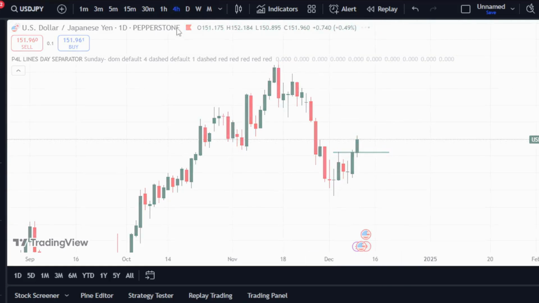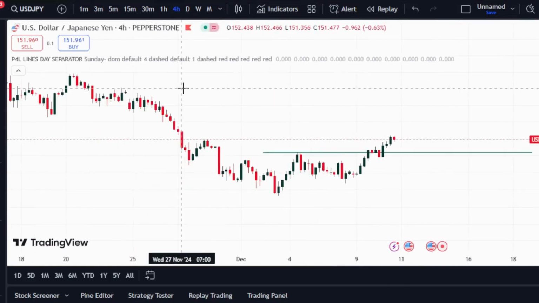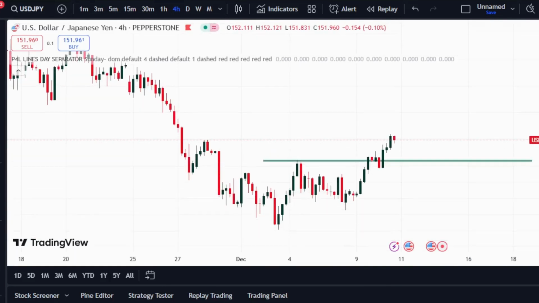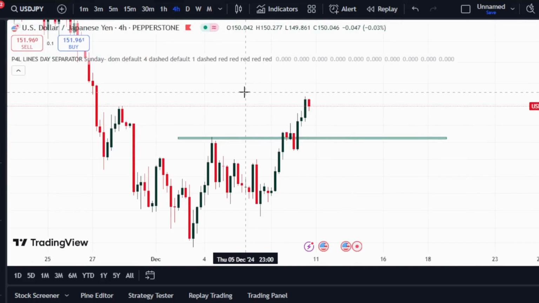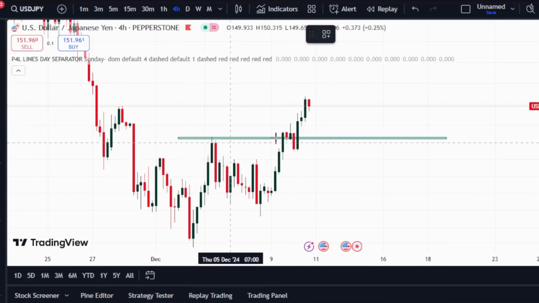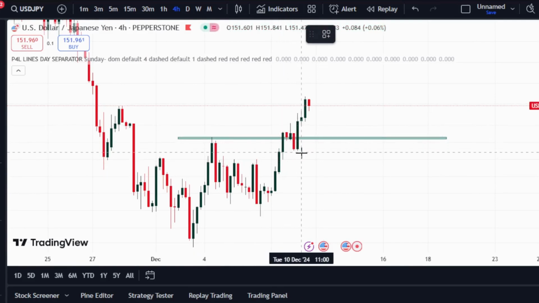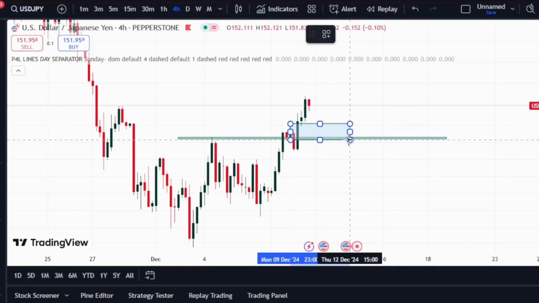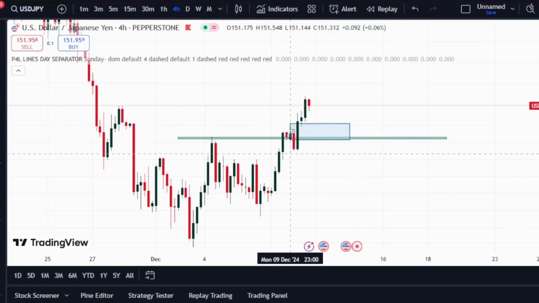So let's go on the 4-hour time frame. Yes, on the 4-hour time frame, what do you see here? We see a typical setup. Initially, what happened here is there is the presence of bullish, and you can see the presence of a bearish engulfing, which is this one.